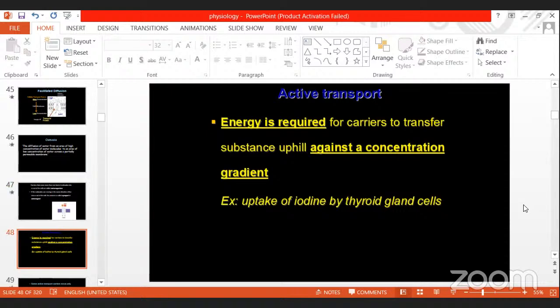So these are the passive transport mechanisms. Now let's see active transport. Again, energy is required and it is moving against a concentration gradient, meaning from a low concentration area towards a high concentration area. An example is the uptake of iodine by the thyroid gland. Because the thyroid gland cells are rich in iodine, we still have to make iodine enter the cell, which needs some energy.